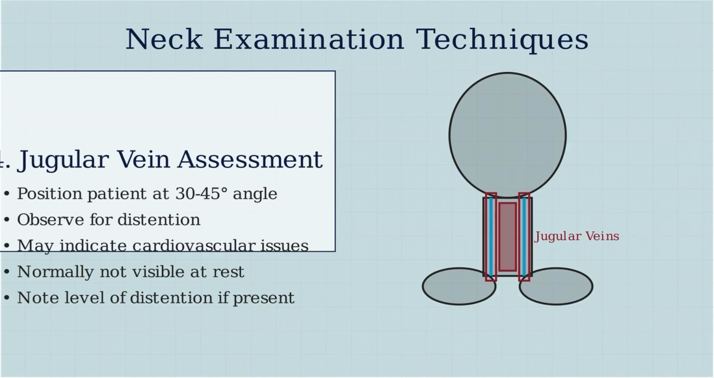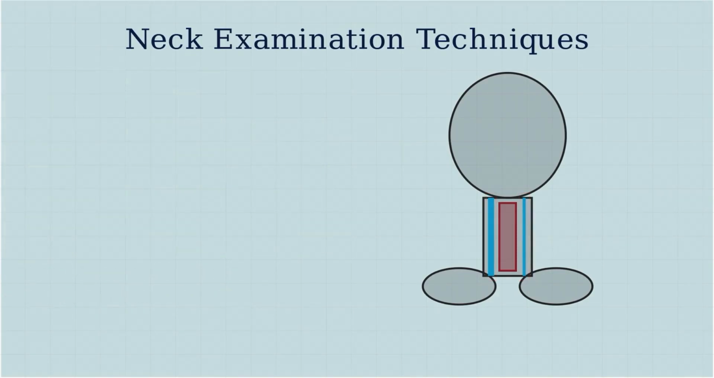Jugular vein distension may indicate cardiovascular issues. Normal jugular veins should not be visibly distended at rest. If distension is present, note the highest level visible on the neck.